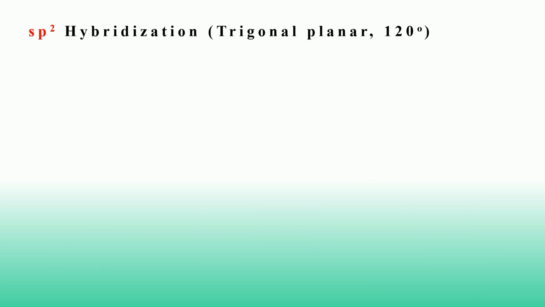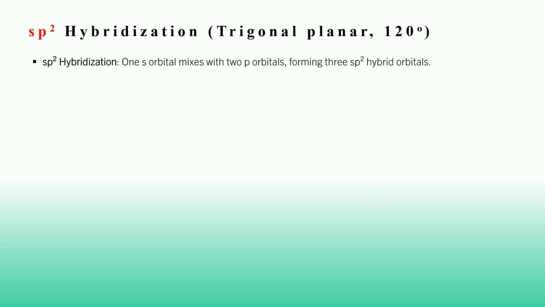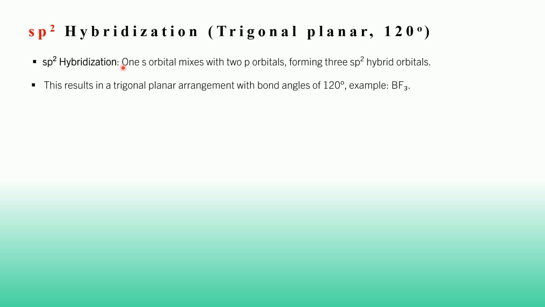Let's talk about sp2 hybridization. sp2 hybridization is for trigonal planar, and the bond angle is 120 degrees. In sp2 hybridization, one s orbital and 2 p orbitals mix together. For example, BF3, boron trifluoride.